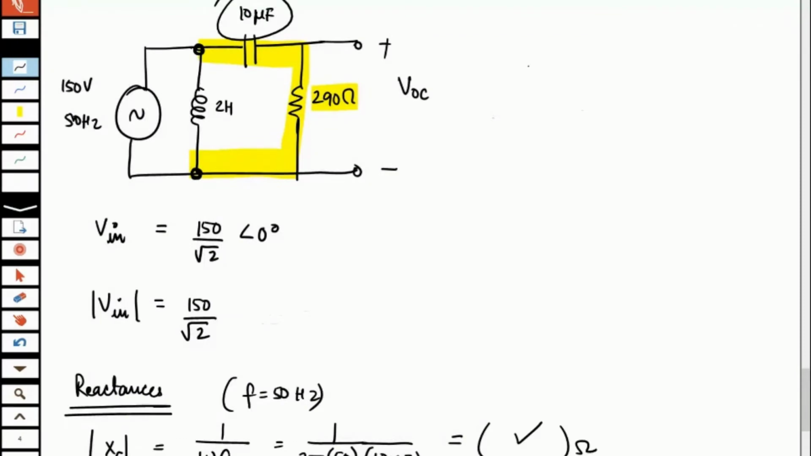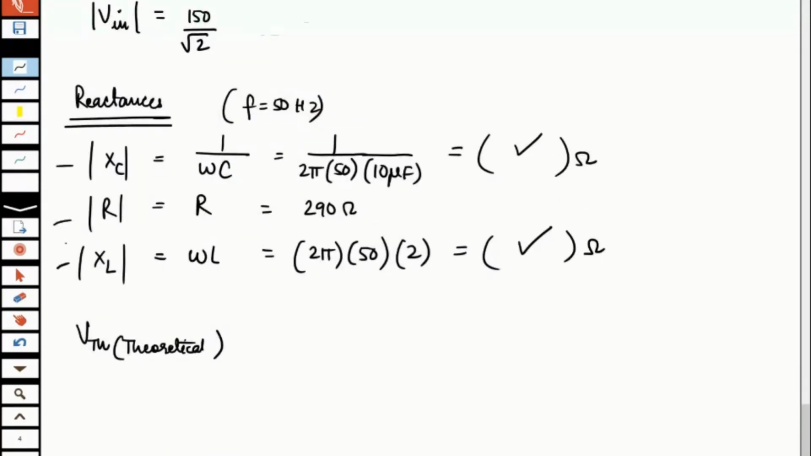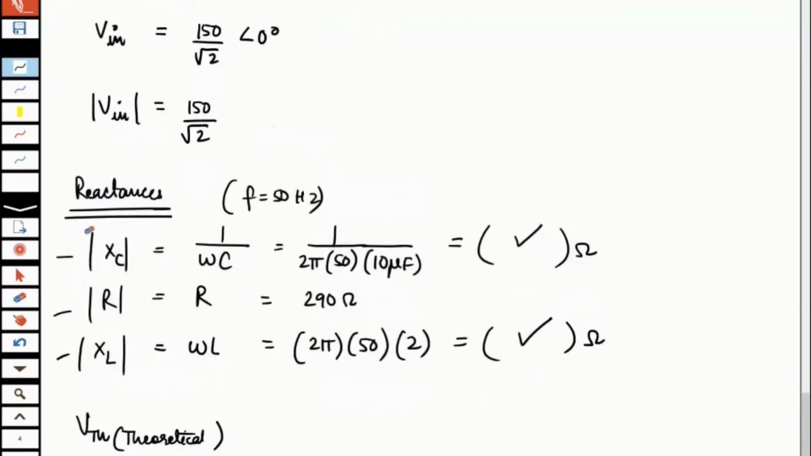So VOC would be, how can I write this? Now you need to be very careful while calculating here. You cannot directly take the mod values that you have calculated, because the angle is very important. Actually, what was XC? 1 upon j omega C, right? That means some value angle minus 90 degree ohm. That is what XC was.